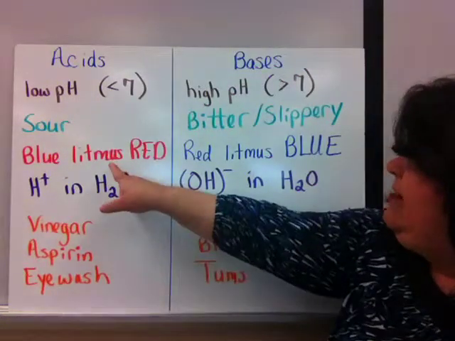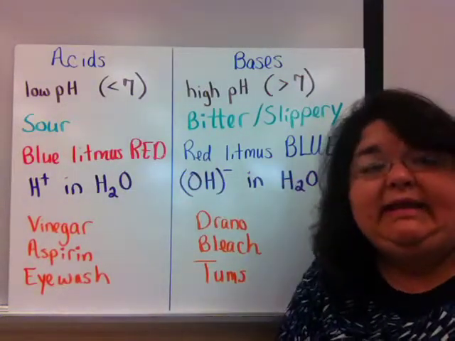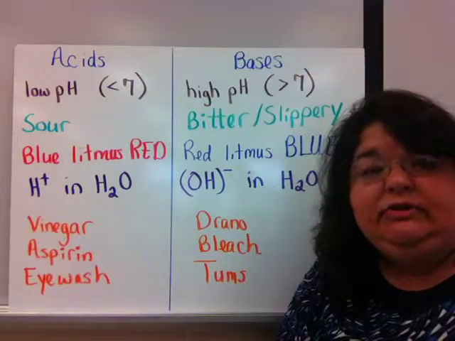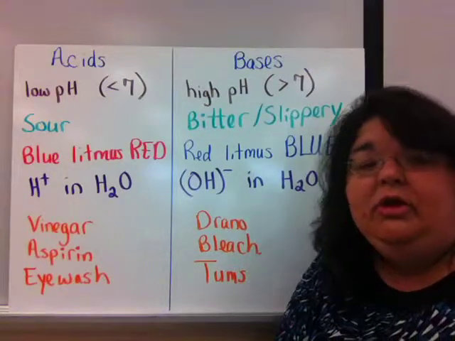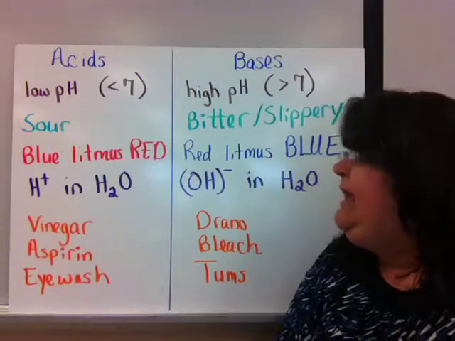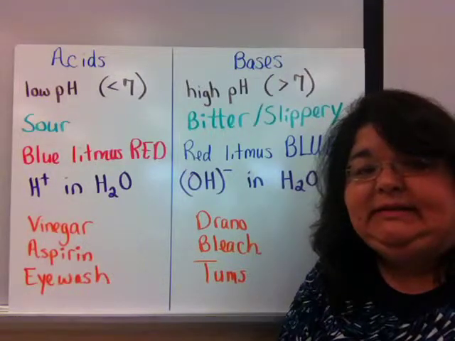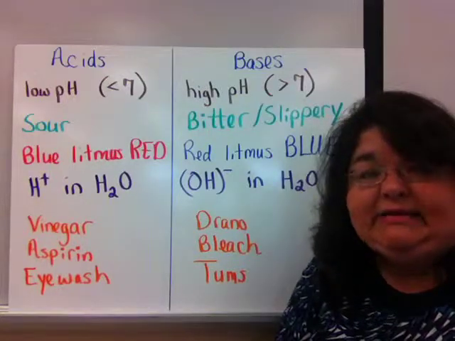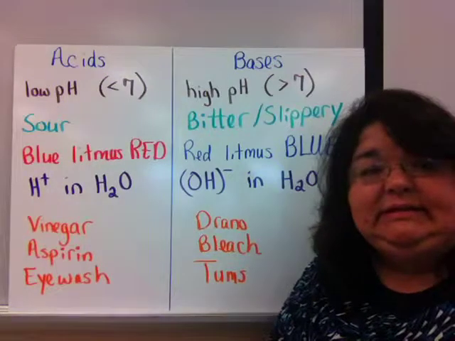Now, you see here we have blue litmus red and red litmus blue. There's a type of indicator called litmus paper that comes in two different colors, either red, which actually looks more like pink, and blue. If I take a red piece of litmus paper and put it into an acid, it's not going to change color. So I don't know if I have an acid or not. That's the reason I use blue litmus to test the acid.